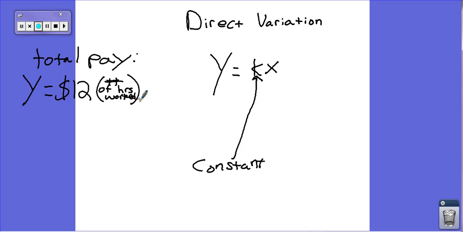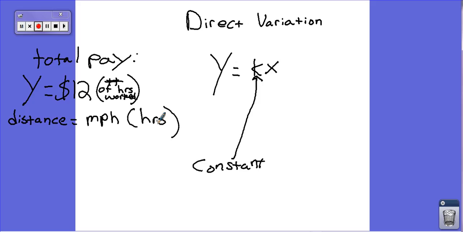Another example of direct variation is miles traveled, so distance. We can figure that out quite easily. Our constant is your miles per hour, times how long you went, times hours. We can figure out distance that way as well. So that is direct variation.